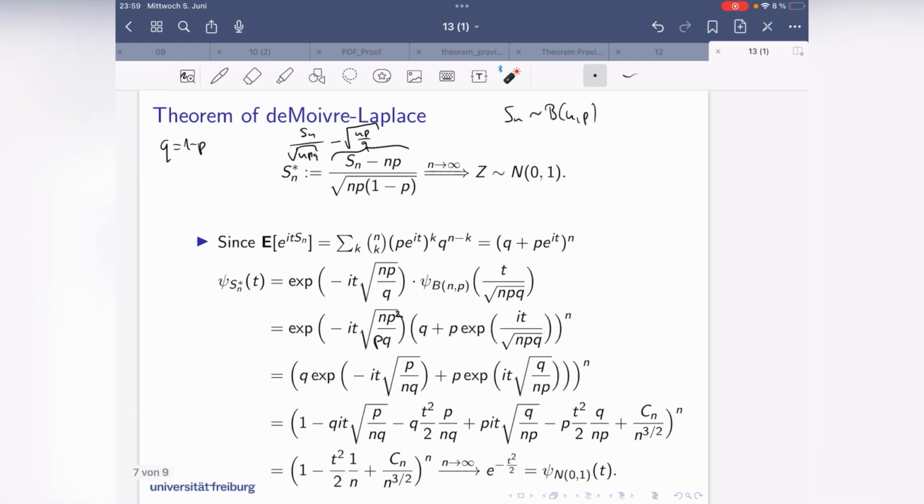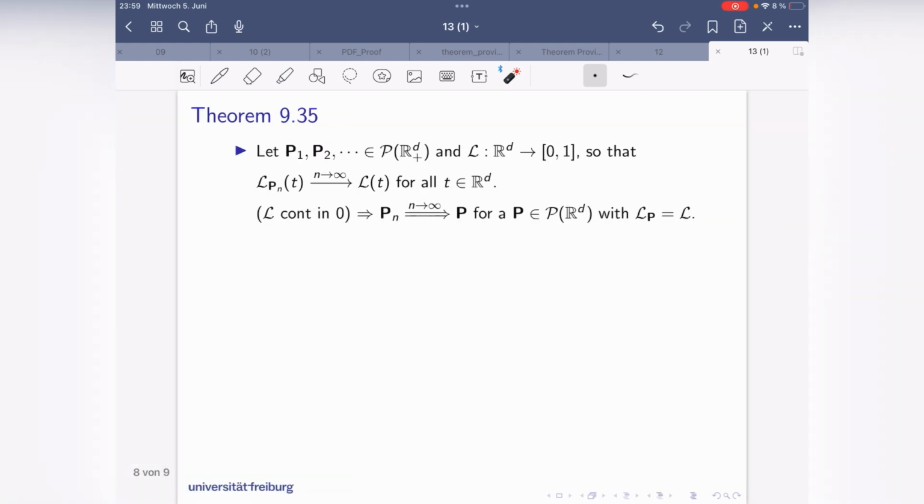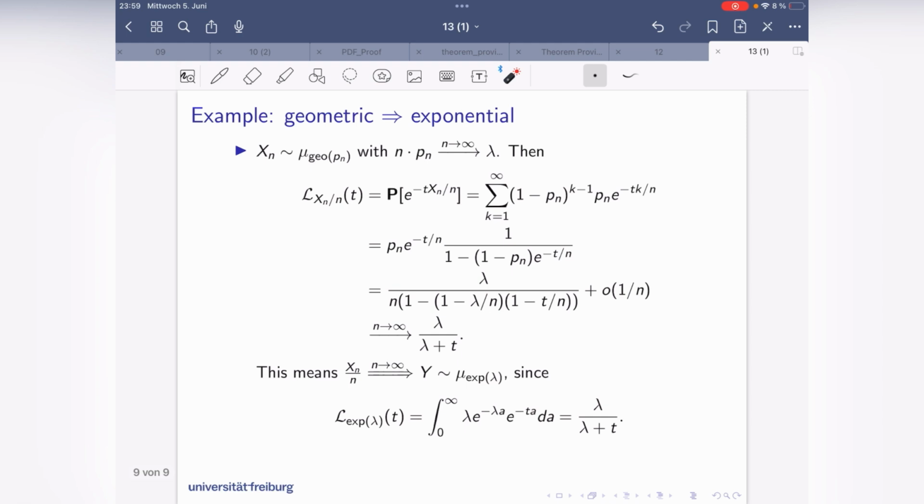We already saw that Lévy's continuity theorem also holds for Laplace transforms. And here is yet another calculation showing that geometric distributions converge to an exponential distribution. So we already saw this using distribution functions earlier in the manuscript, and now we also have it for characteristic functions. So you can go through this calculation alone probably.